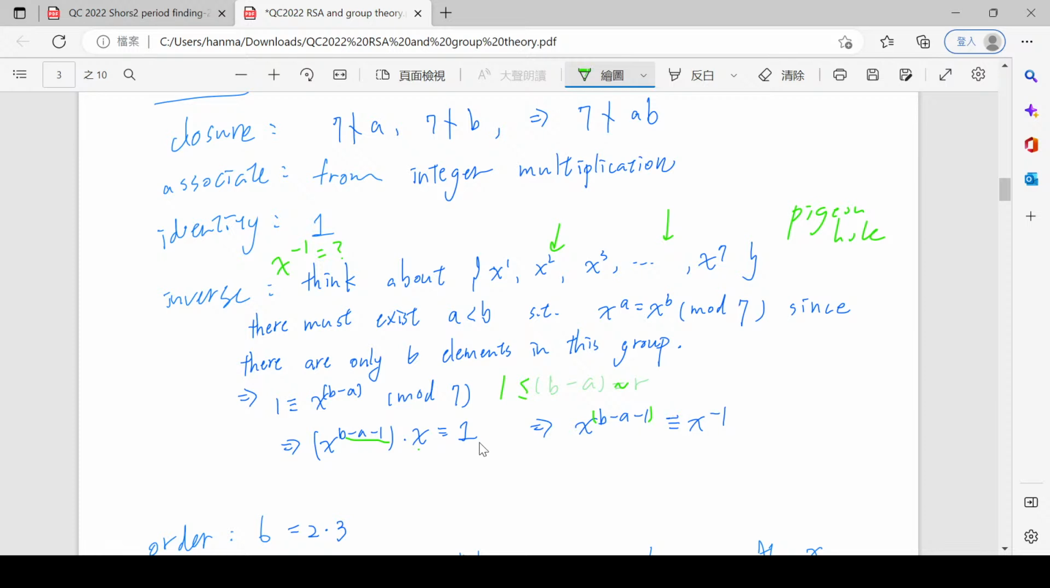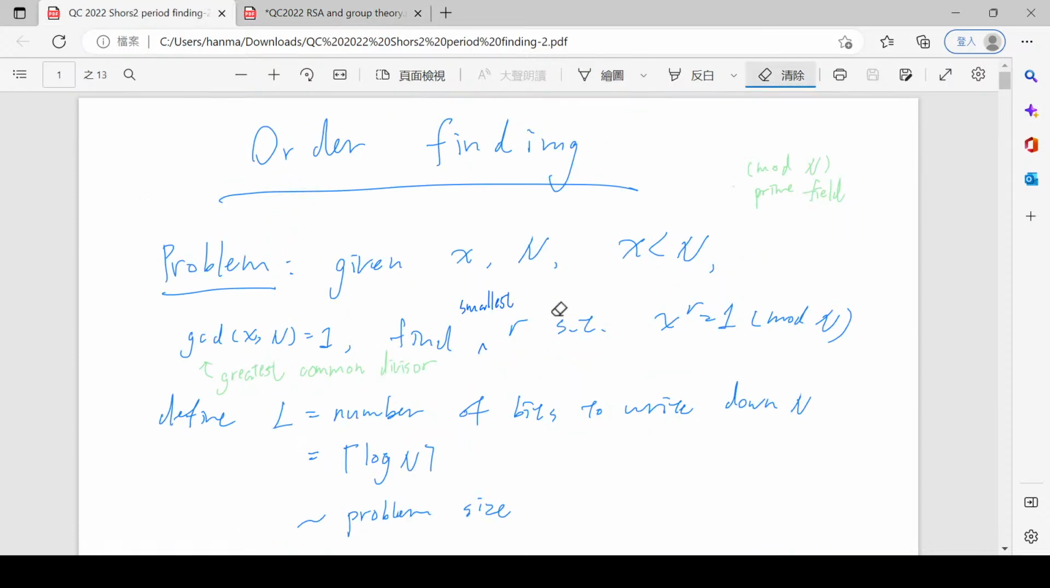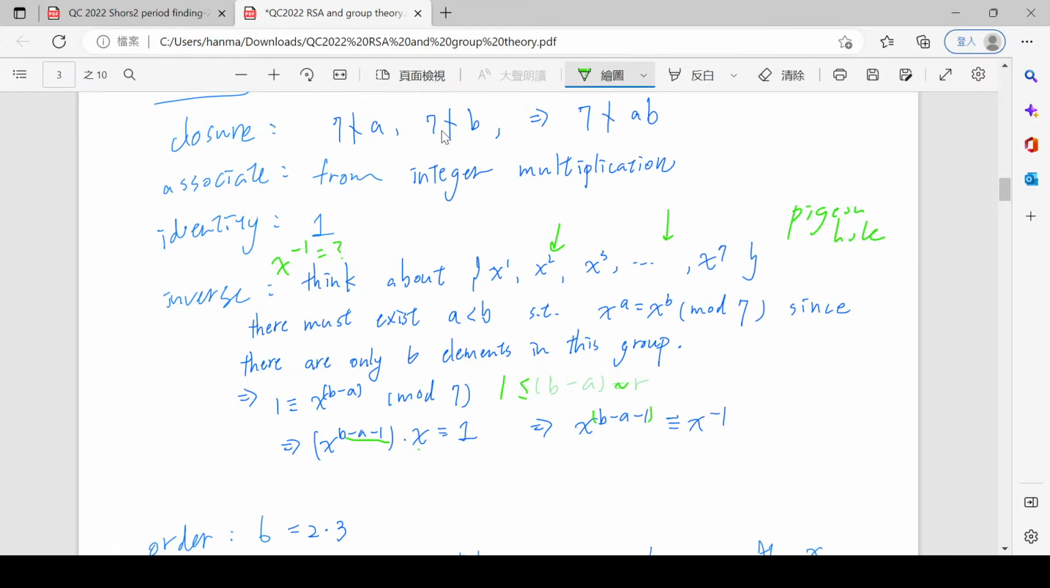So, any question about this proof? This is how you prove this. I guess this proves that such an r satisfying this relation exists. Then, well, if r exists, then there must also be a smallest r. So, this proves that this order exists. Okay.